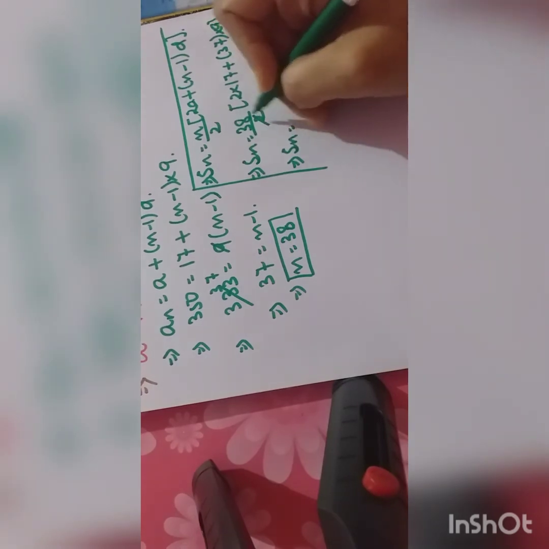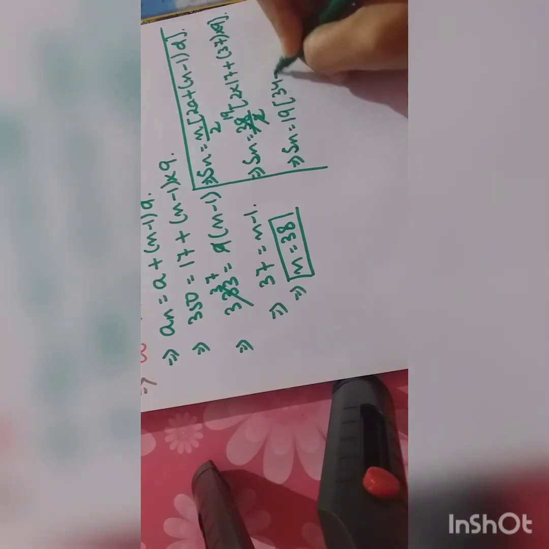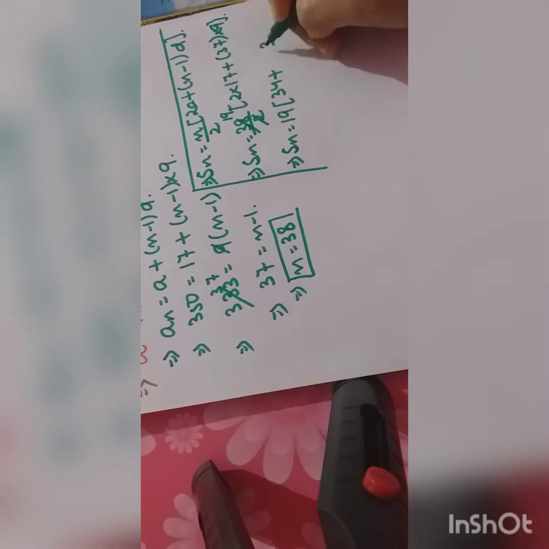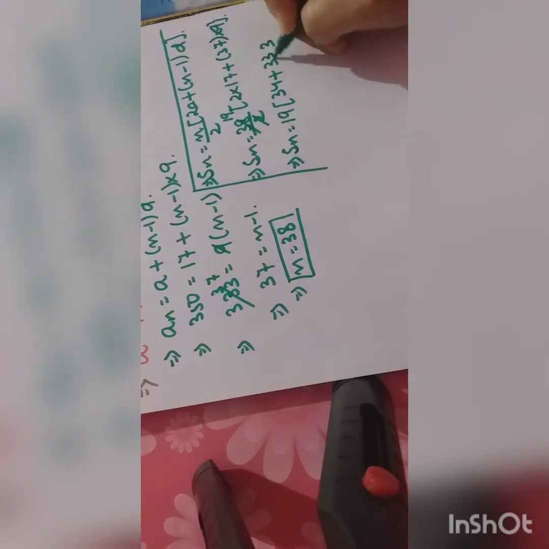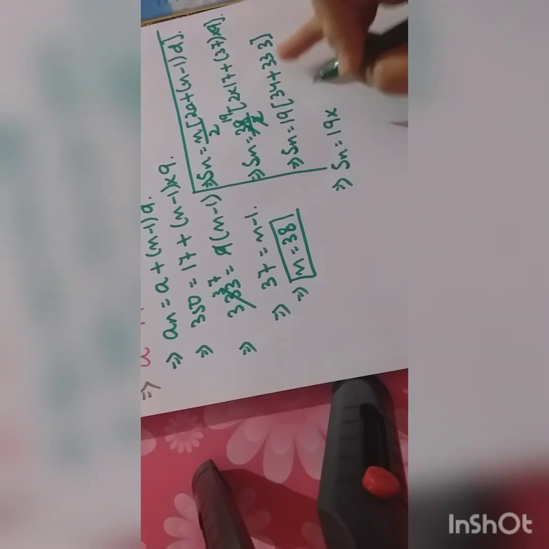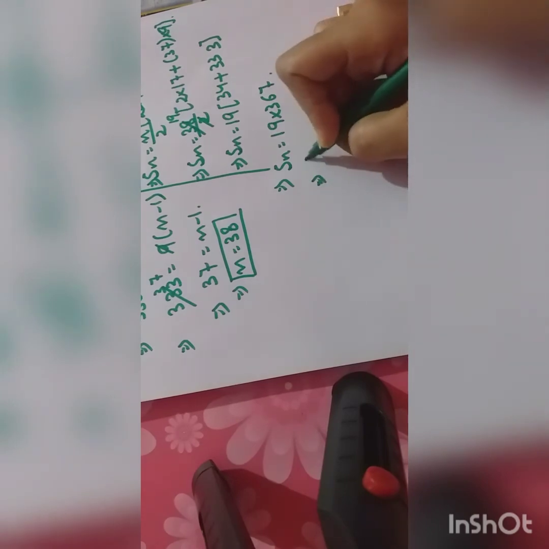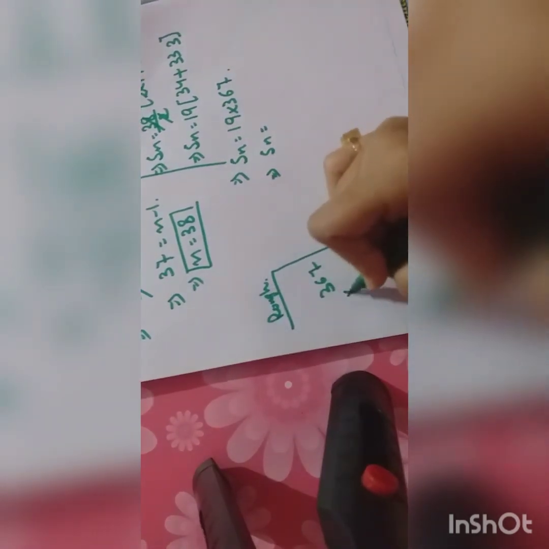So in Sn, 2 19s are 38, so here it will be 19, and 2 into 17 will be 34, plus here it will be 37 into 9. 9 7s are 63, 3 carry 6, and 9 3s are 27, and 27 plus 6 will be 33. So Sn equals 19 into 34 plus 333, that is 367. So I have to multiply this 367 into 19. Here I am doing the rough work, that is 367 into 19.